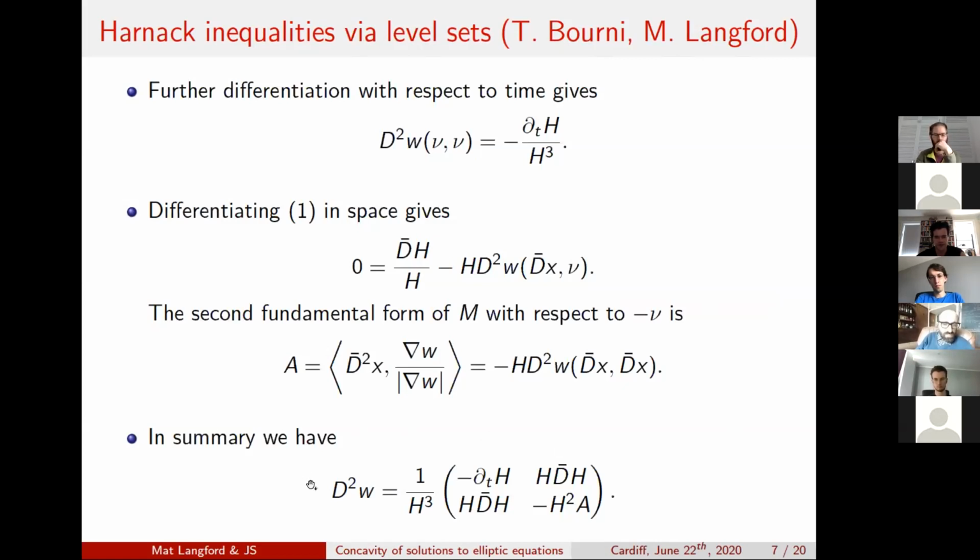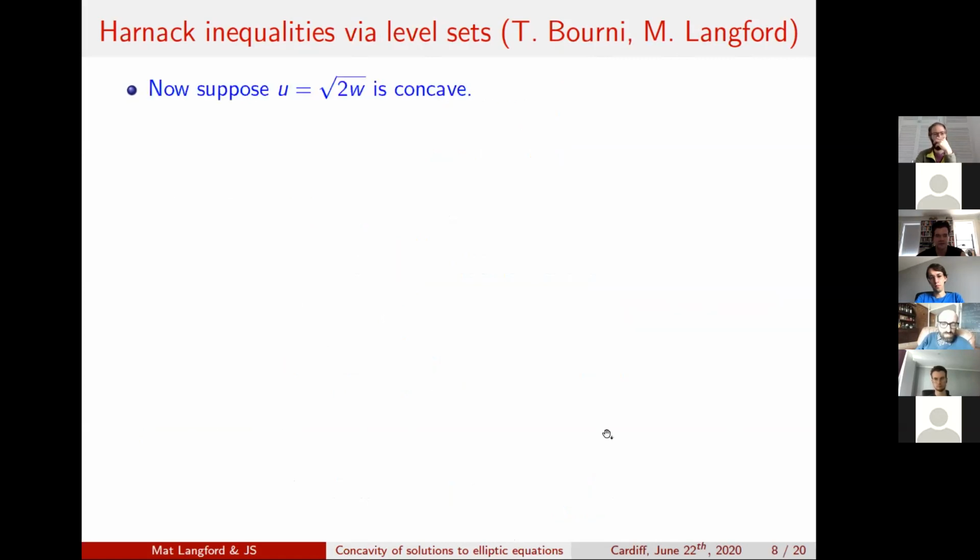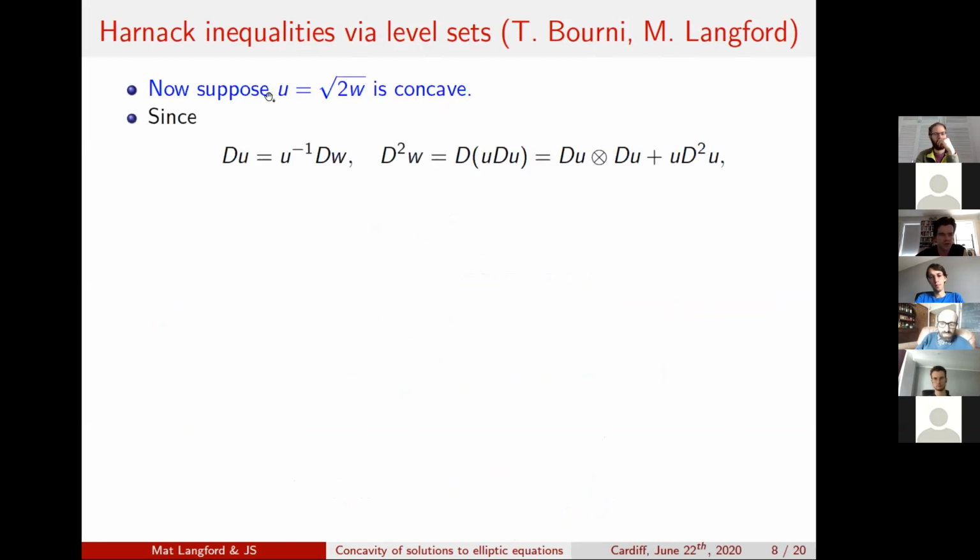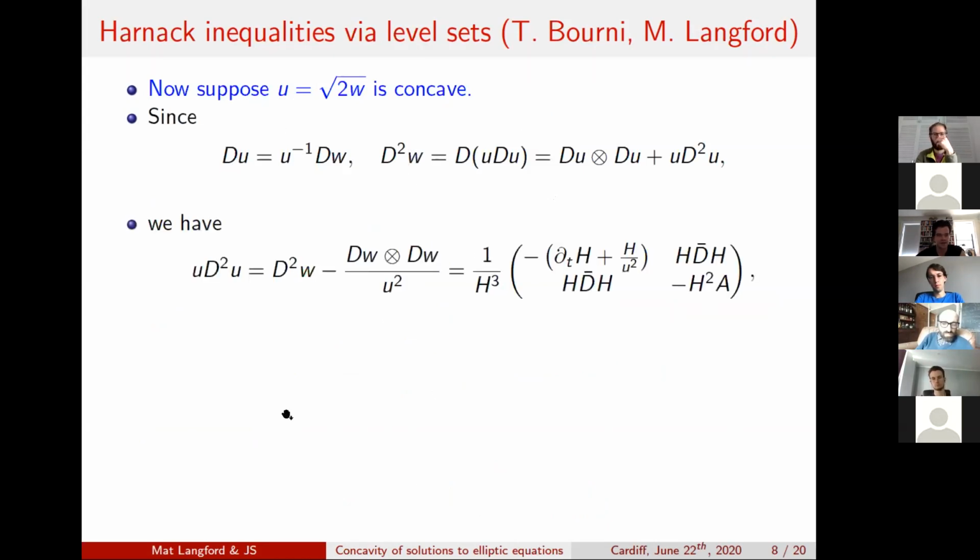So the observation now by Langford and Theodora Bourni was that the differential Harnack is related to a certain concavity property of W. And the relation is that the function u equals root of 2 times W is concave. If that is concave, we can extract information from it. We will just suppose now that this is concave and calculate what comes out of it. So we can relate easily by the chain rule the first and second derivatives of u and W, and just evaluate what we had before.